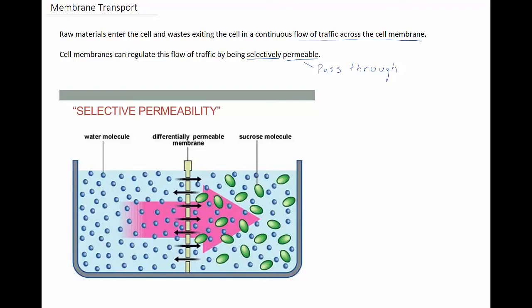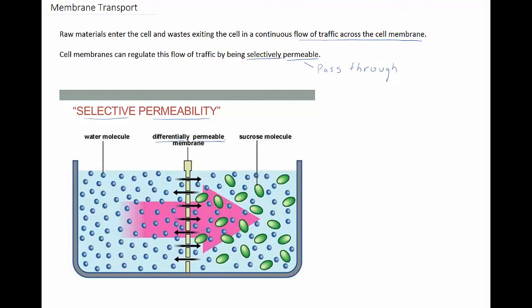This diagram illustrates selective permeability. Imagine you had some sort of a container like this that you could put a membrane or some sort of plastic barrier in the middle of, and that particular membrane had holes in it that allowed some substances through and other substances not to pass through that membrane. This means that that membrane would be selectively permeable. And another term for this, which is interchangeable with selective permeability, is differentially permeable. So this is a differentially permeable membrane.